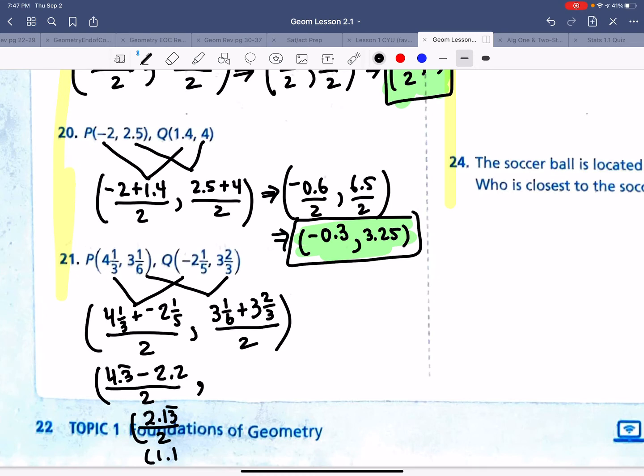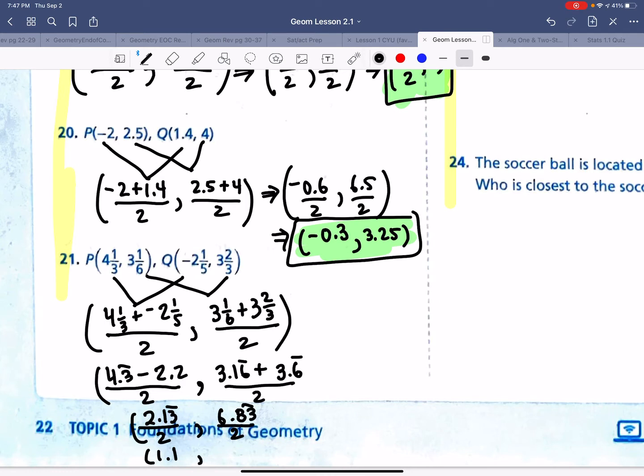Now let's look at this other number. 1/6 is 0.16 repeating. So this is 3.16 repeating plus 2/3 is 0.6. So this is 3.6 repeating. If we add those together, and divide by 2, we get 6.83 repeating. Divide by 2.